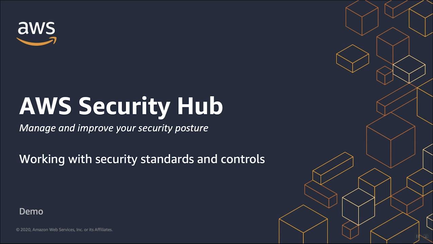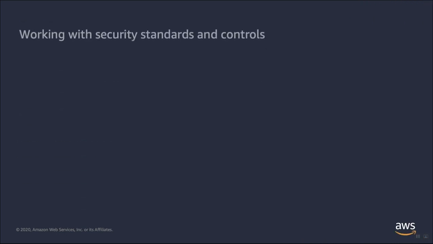Security Hub continuously monitors your environment using automated security checks based on the AWS security best practices and industry standards that your organization follows. In this demo, we'll be going over how to work with security standards and controls in order to manage and improve your security posture.